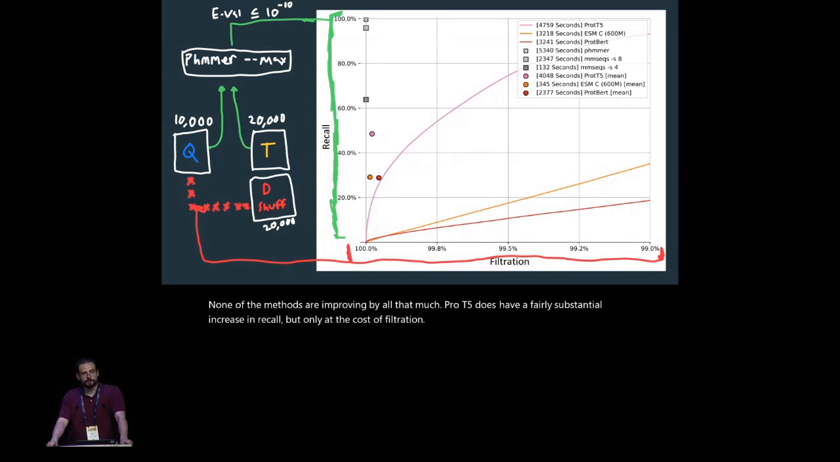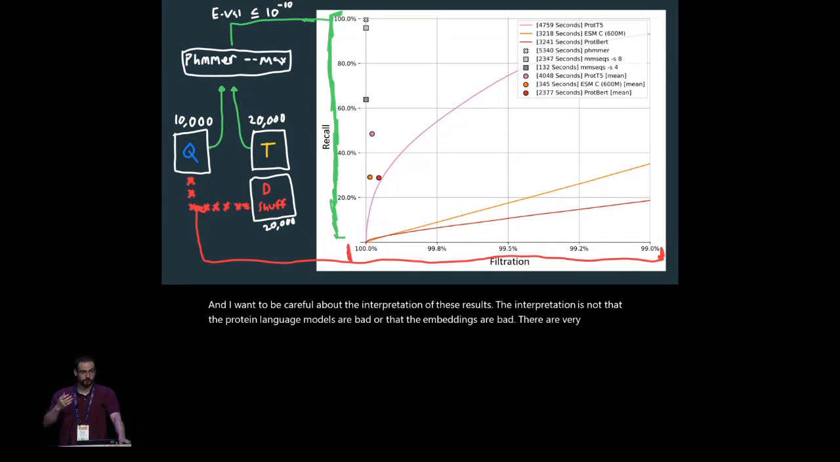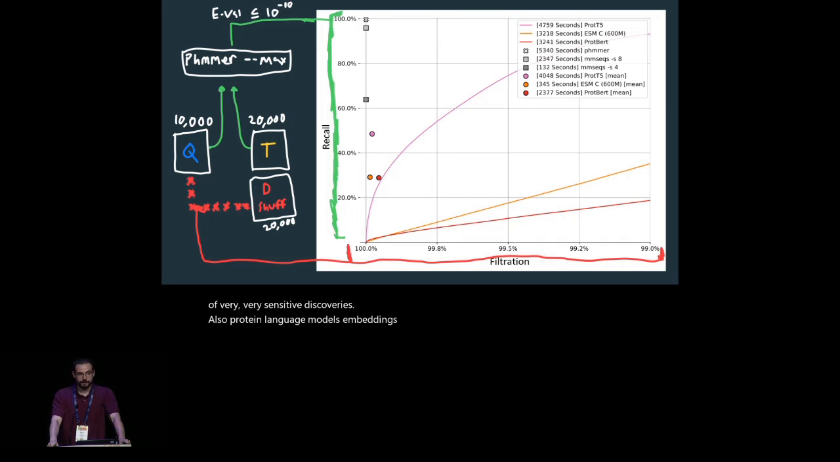And I want to be careful about the interpretation of these results. The interpretation is not that the protein language models are bad or that the embeddings are bad. There are very good results that show protein language model embeddings are good. They can be used for all sorts of very, very sensitive discoveries. Also, protein language model embeddings are very, very complex, and they encode a lot of information. It's very easy for that information to not be particularly interpretable.